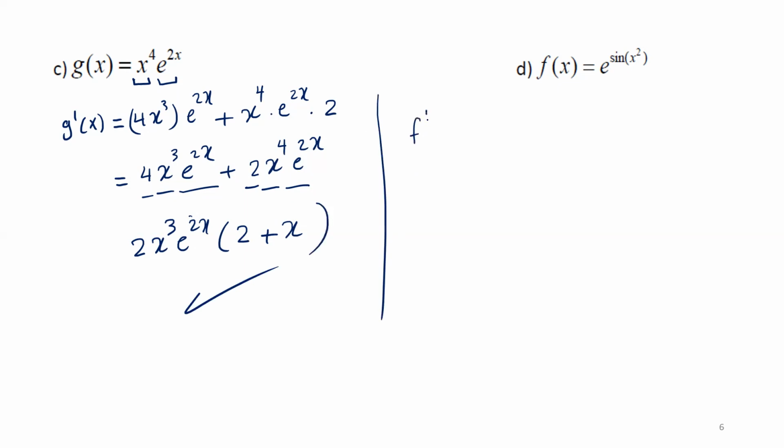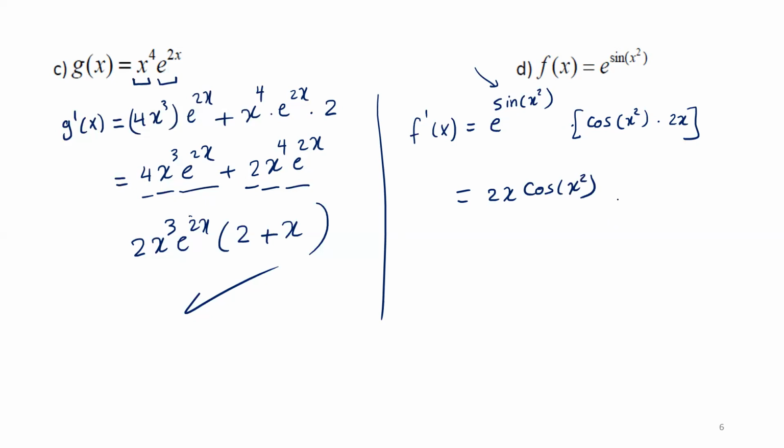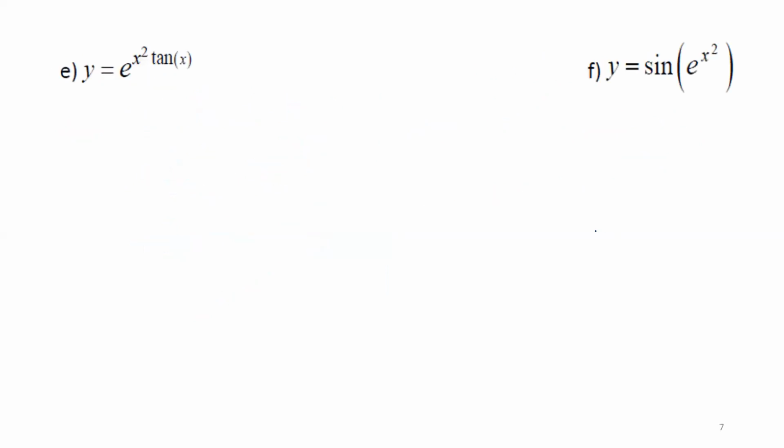The other function: f prime of x is equal to the same exponential function. This is the first step, e to the sine x squared, and after that go to derive the power. The derivative of sine is cosine x squared, times the derivative of x squared, which is 2x. So just to rewrite the answer: 2x cosine x squared e to the sine x squared, and this is the final answer.